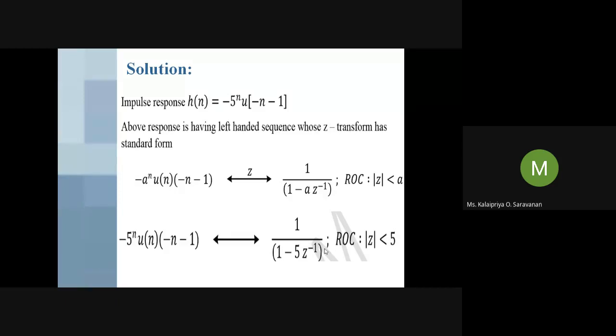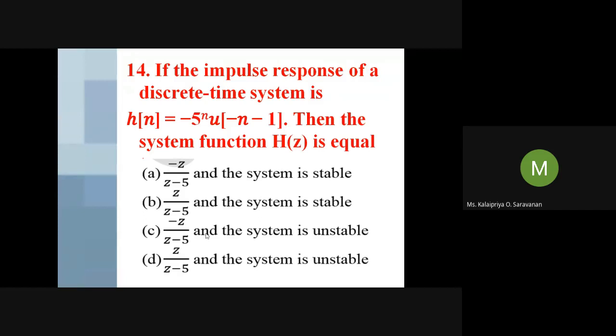So here we have calculated the H of z as asked in the question. The next thing we will have to do is find out whether the given system is stable or not. So 1 minus 5 z inverse can be otherwise written as z by z minus 5. So the correct answer would be z by z minus 5. So the options would be B or D. Next we will have to find out whether the given system is stable or unstable.